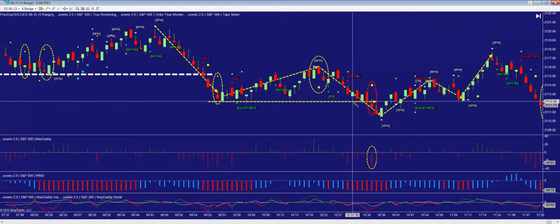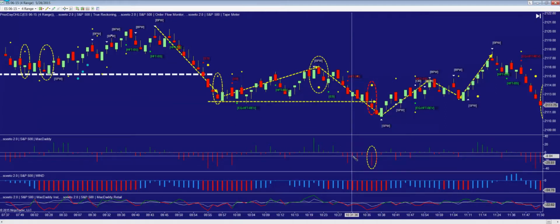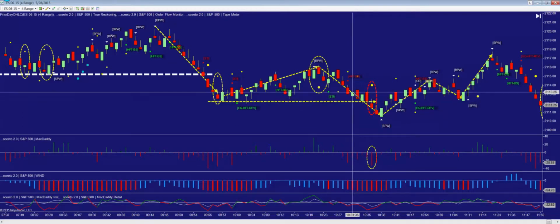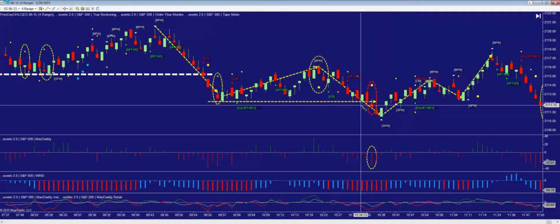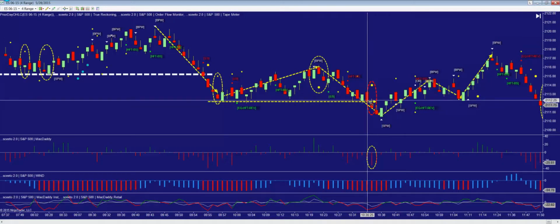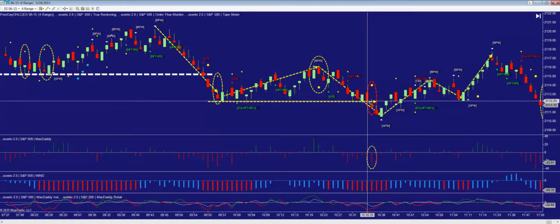Ticks to 2112.25. Price comes up off it. We see a decrement in wind. If you bought this low, immediately after it, their tape should come in right behind you. We're not buying this low, but let's say you did. Price went down, and then the order flow is decrementing again. Probably going to get out.